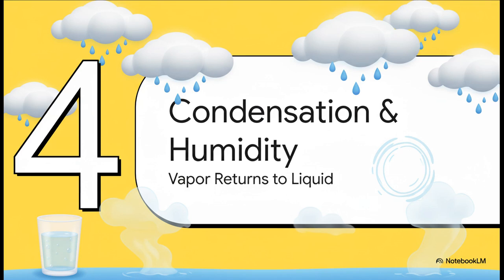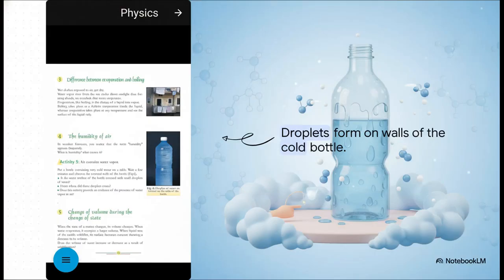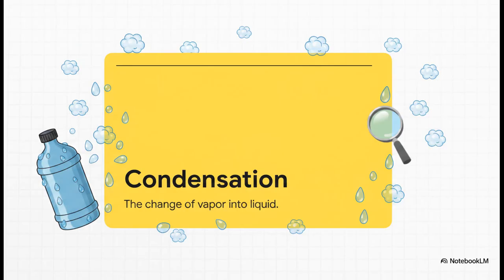Because what goes up must come down, let's cool things off for Section 4, condensation and air humidity. You've definitely seen this happen. Leave a really cold bottle of water out on a warm table, and within minutes, the outside is covered in sweating droplets. But think about it, where does that water actually come from? It's not magically leaking through the plastic. Those droplets are actual physical proof that you are surrounded by invisible water vapor right now. We call it humidity. When that warm, invisible vapor hits the freezing cold surface of your bottle, it rapidly loses heat and undergoes condensation. The cold surface essentially forces the gas to turn back into a liquid right before your eyes.